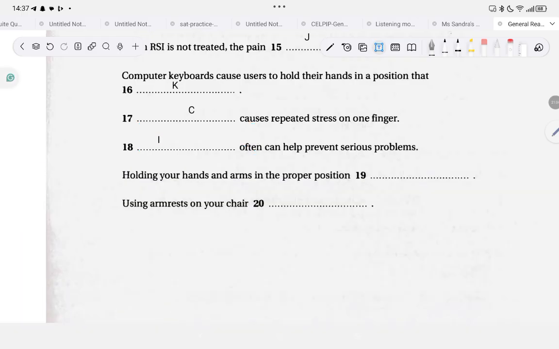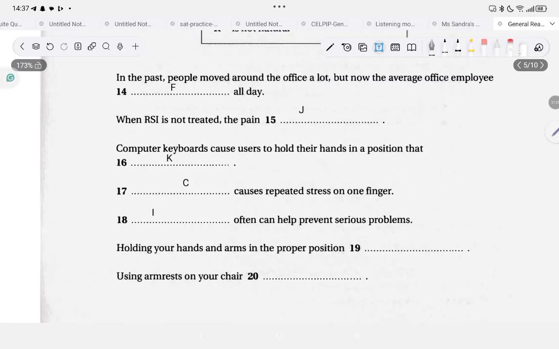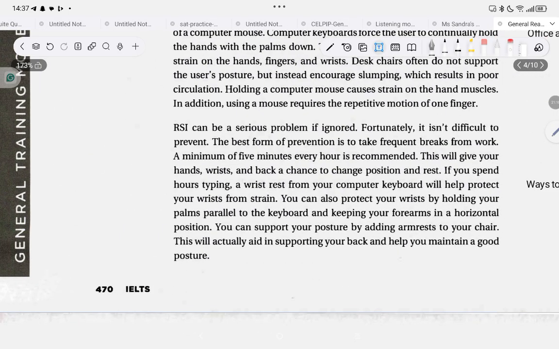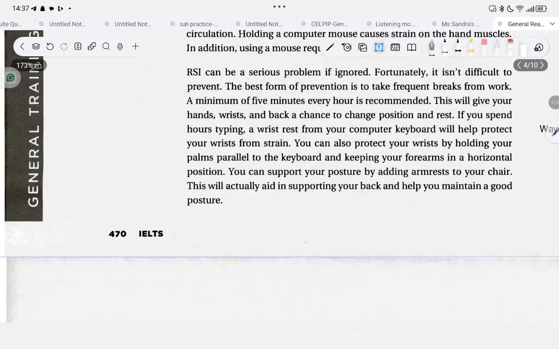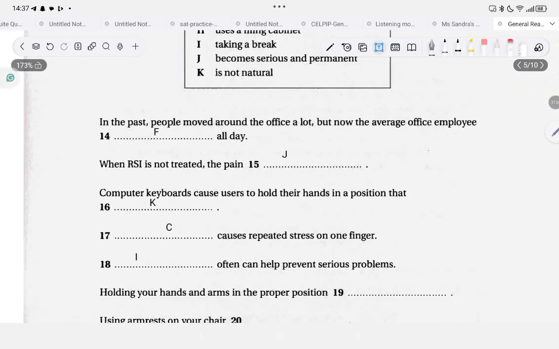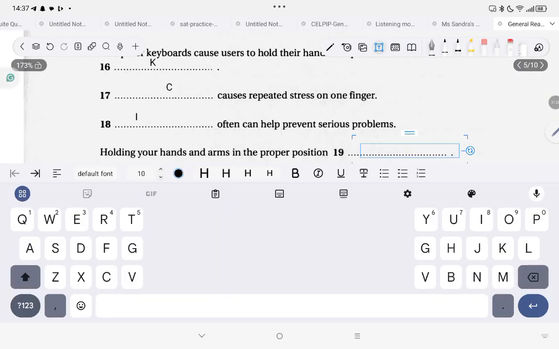Number 19, holding your hands and arms in the proper position dash. So it says, if you spend hours typing, you can also protect your wrist by holding your palms parallel to the keyboard and keeping your forearms in the vertical position. So it protects your wrist. Where is it? D. Protects the wrist.